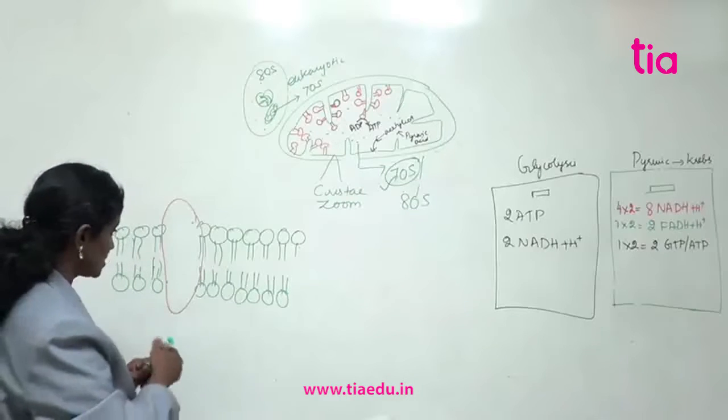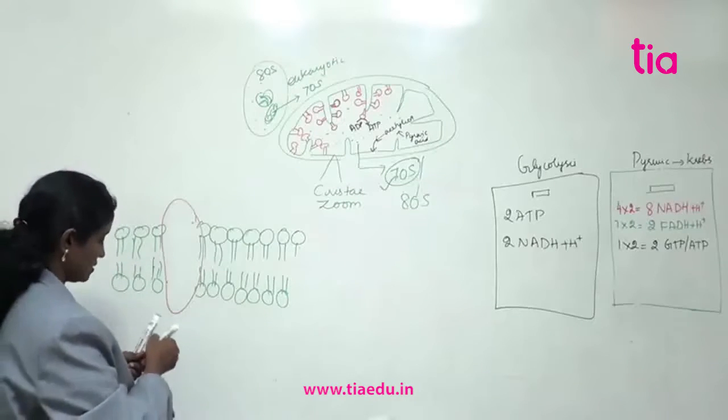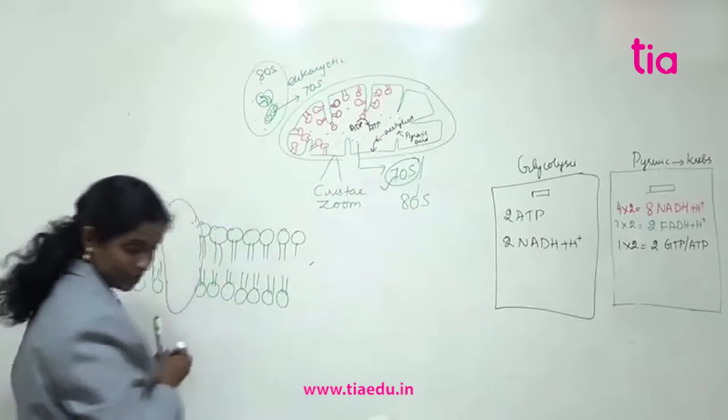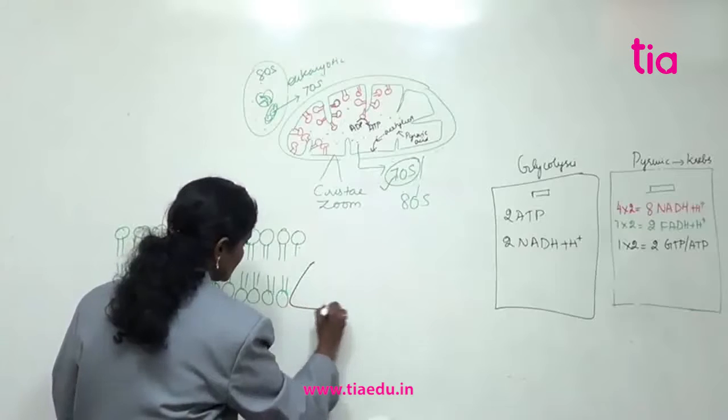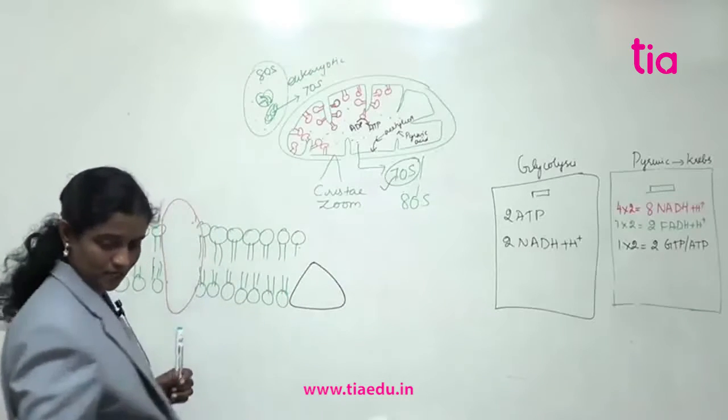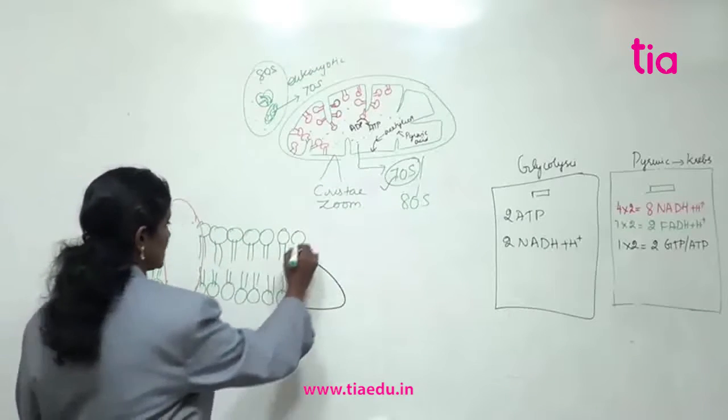By the time we will draw this complex 1. Say complex 2 is very, very unique. Let us have another color for it. This is complex 2. Then we will go for complex 3.